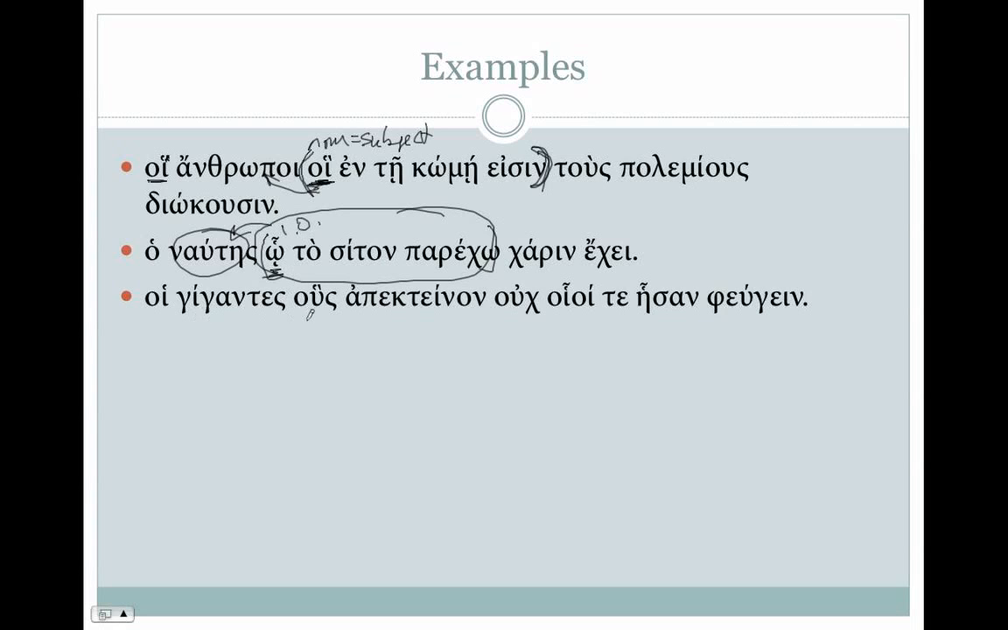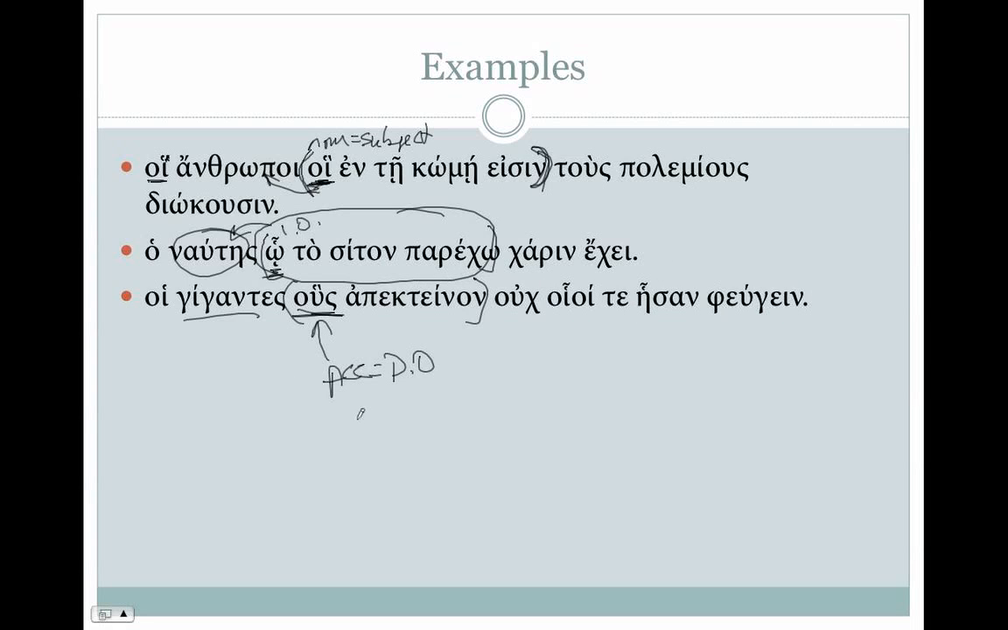Hoi gigantes hus apectenon uk hoia te esan fugen. Hoi gigantes, the giants. Hus, relative pronoun. I know a relative clause is starting. Hus is masculine and plural because gigantes is masculine and plural. But hus in form is accusative, so it must be the direct object. Hus apectenon, whom I was killing. Now we can find out about these giants. Giants whom I was killing were not able to flee. Uk hoia te esan fugen.